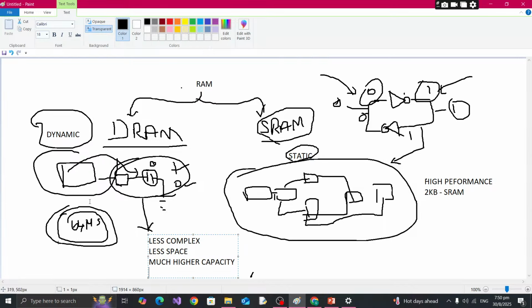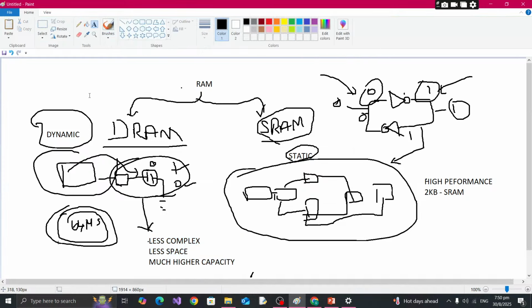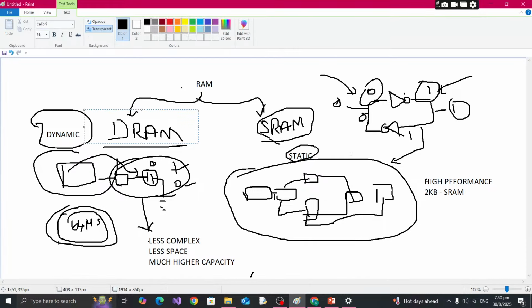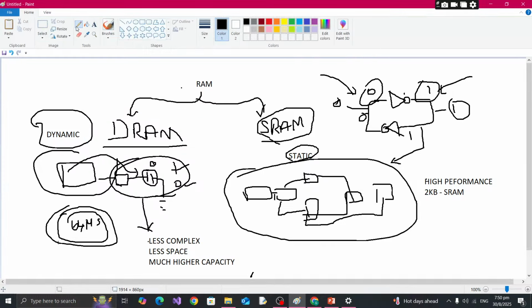Clear? Since it can store much higher capacity, we use DRAM in our mobile phones. In my mobile phone I have 8 GB RAM, I think, or 6 GB RAM. This RAM is nothing but dynamic RAM, because static RAM takes much space, is complex in design, and is much costlier. Dynamic RAM is much cheaper compared with SRAM. So I think we are very clear about what RAM is and what the types of RAM are.